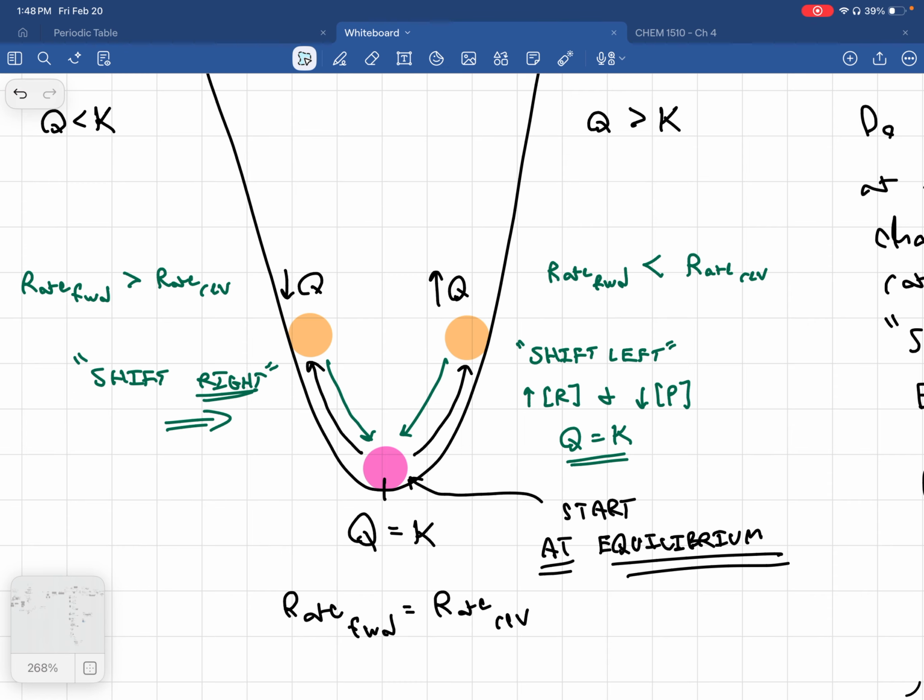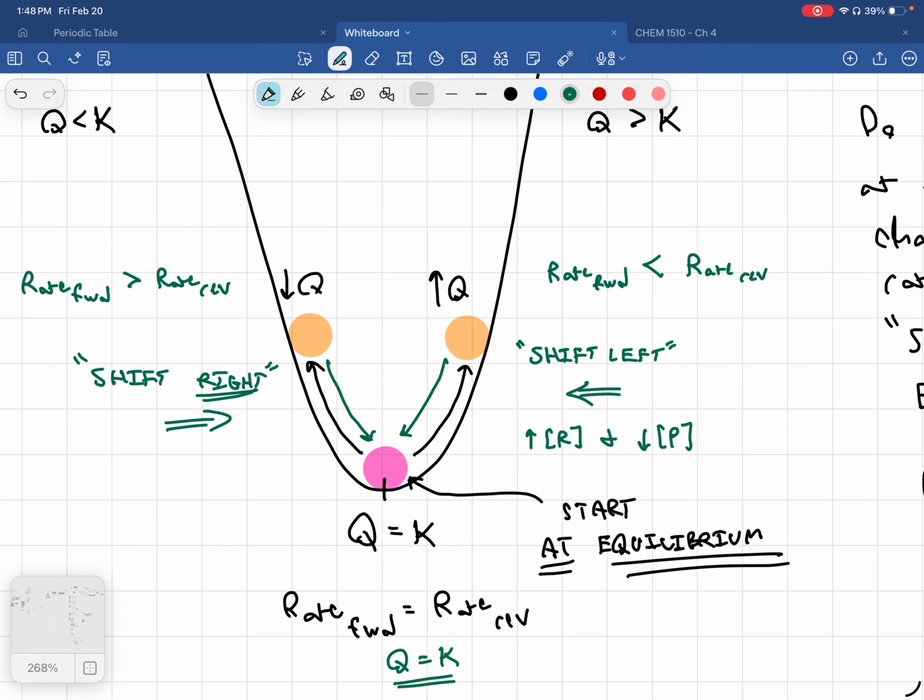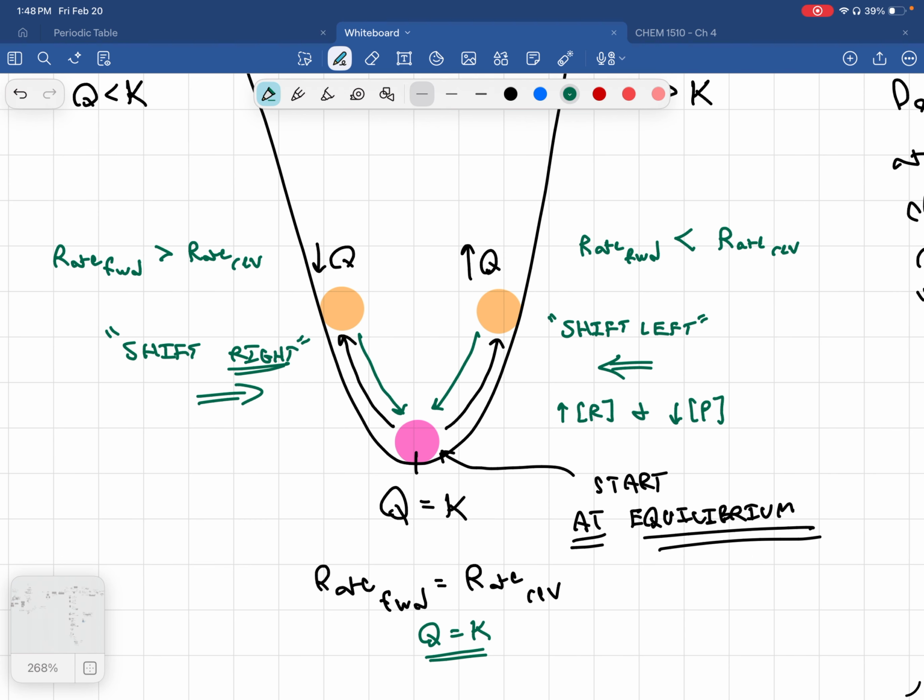Okay, so over here we had shift left. Okay, and here we have shift right. And again, in this case, to shift right means consumption of more reactants and formation of more products to get back to equilibrium.